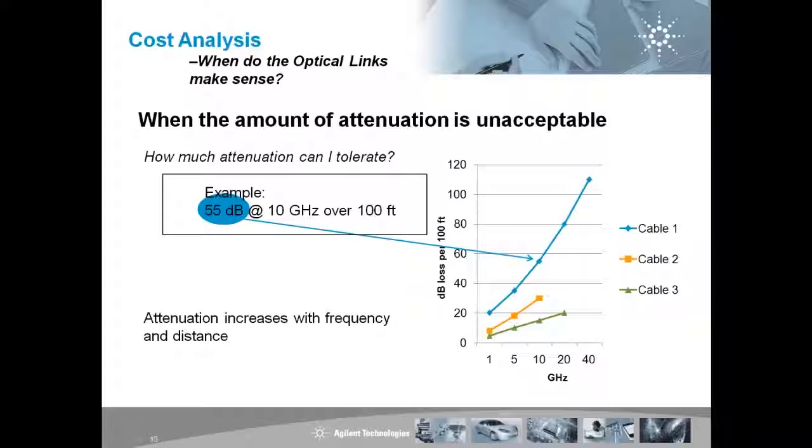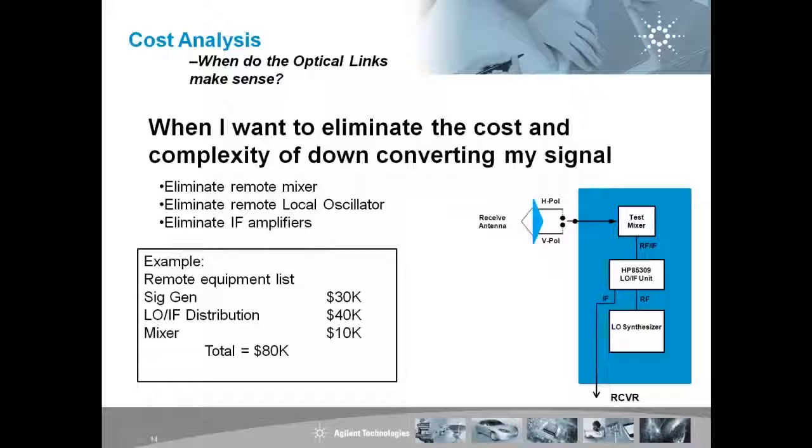The second justification is when the amount of attenuation over my signal path is simply unacceptable. If my signal path is 100 feet or greater, it is very difficult to overcome the attenuation in the signal path. Finally, we can justify the links based upon eliminating the hardware required for remote down conversion techniques. The remote mixer requires a remote local oscillator and IF amplifier. In this example, the additional hardware required exceeds the cost of a single optical link and is far more complex, forcing us to deal with the undesired mixing products of the down conversion process.